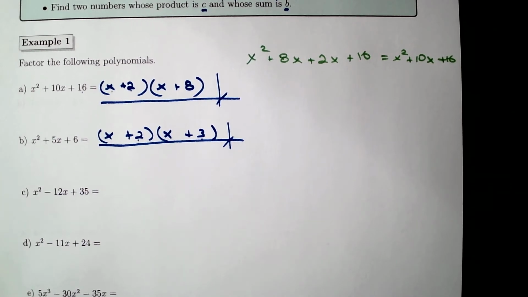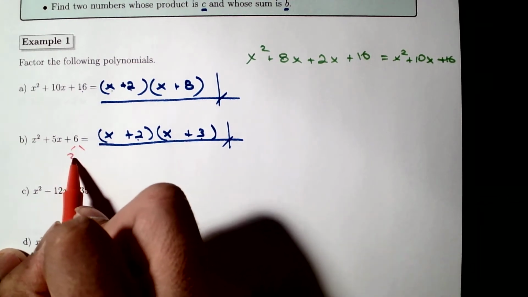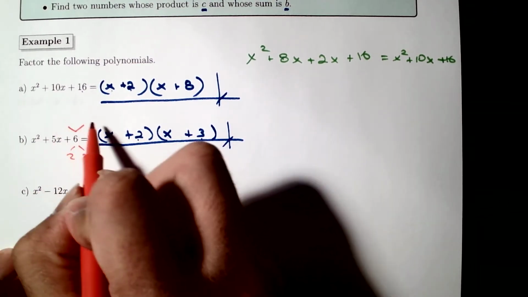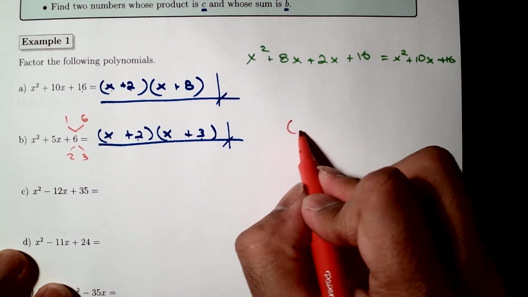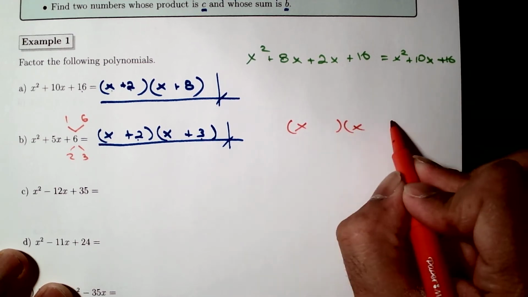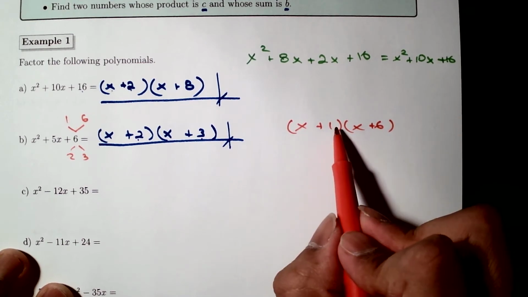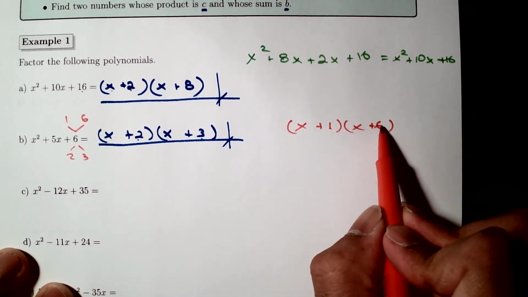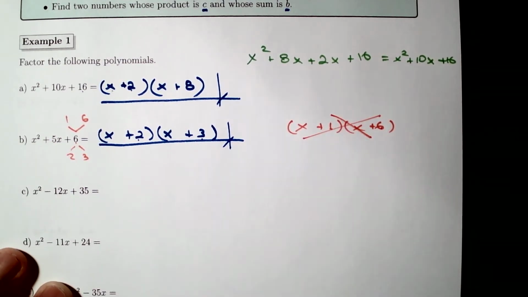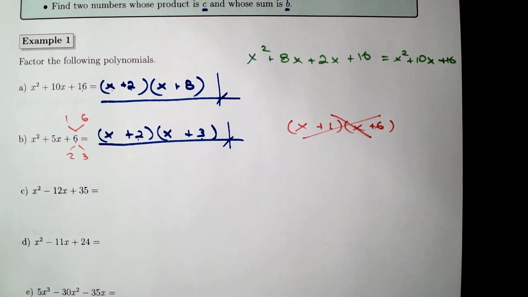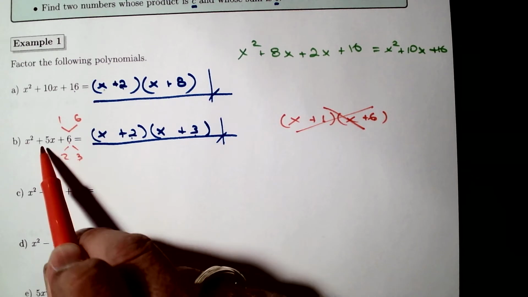Now, what if you did it in a wrong way? Because 6 is 2 times 3, right? But 6 is also 1 times 6. That's another way. If you did it that way, x double bubble plus 1 and plus 6. So indeed, 1 times 6 is 6, but 1 plus 6 is not 5. So that's why we cannot factor it this way. Rather we go with the choice 2 and 3, because 2 times 3 is 6, and also 2 plus 3 equals 5.